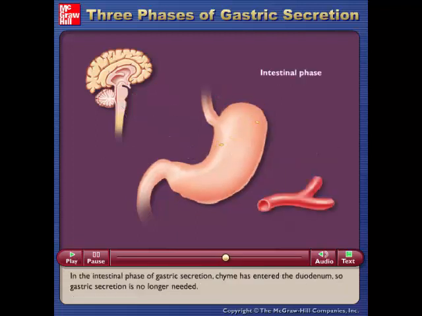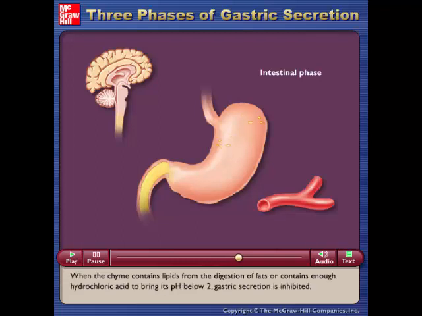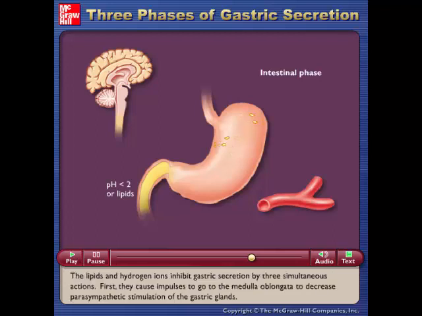In the intestinal phase of gastric secretion, chyme has entered the duodenum, so gastric secretion is no longer needed. When the chyme contains lipids from the digestion of fats or contains enough hydrochloric acid to bring its pH below 2, gastric secretion is inhibited. The lipids and hydrogen ions inhibit gastric secretion by 3 simultaneous actions. First, they cause impulses to go to the medulla oblongata to decrease parasympathetic stimulation of the gastric glands.